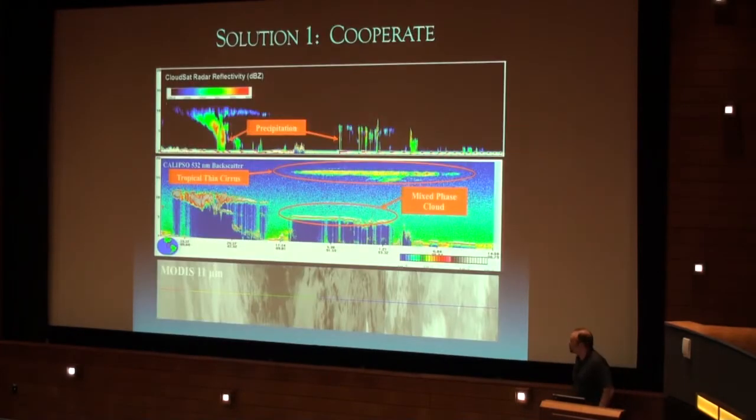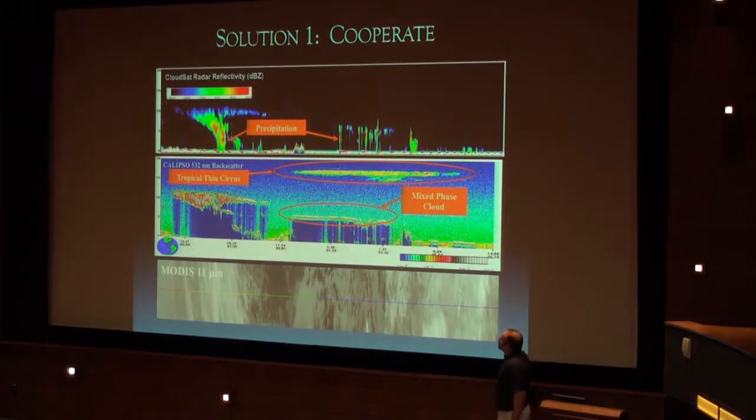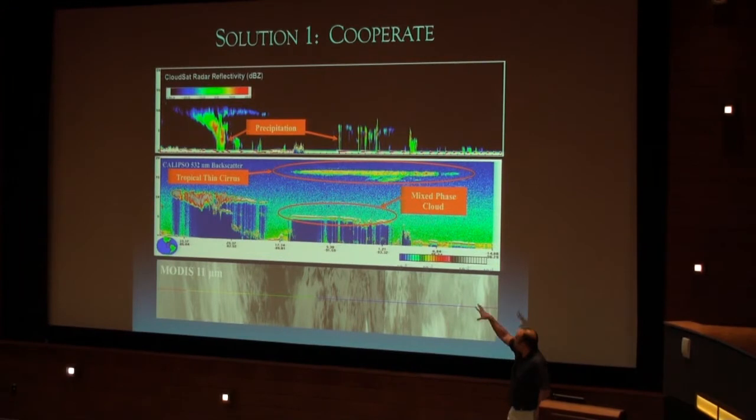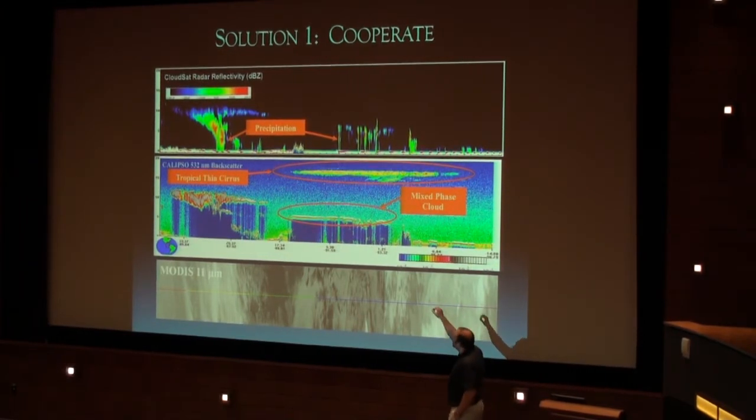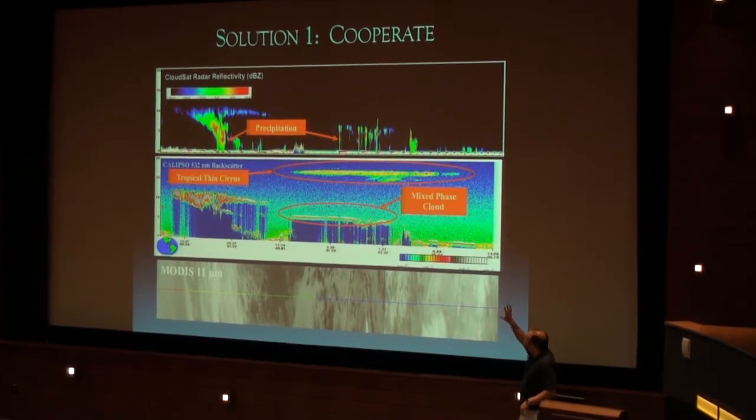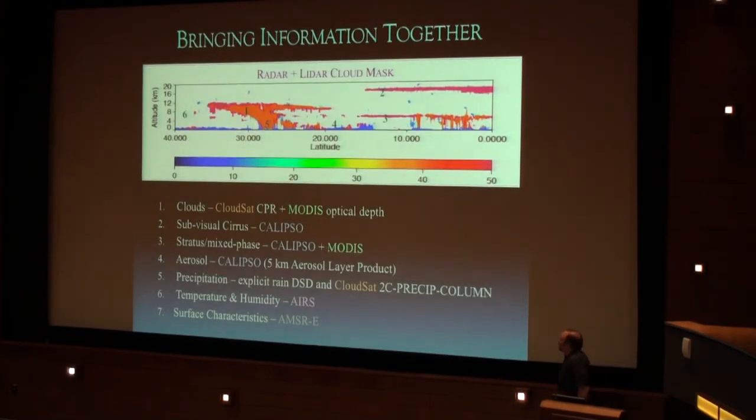So I'm going to offer 2 solutions. One is what I call the cooperative solution, where we basically cooperate. We take all the information from the different sensors, in this case CloudSat, CALIPSO, and then of course the wider swath that MODIS provides. And we put together as comprehensive a picture of the 3-dimensional structure of clouds as we can. This is actually the basis for an algorithm that I've developed for radiative heating rates in the atmosphere.